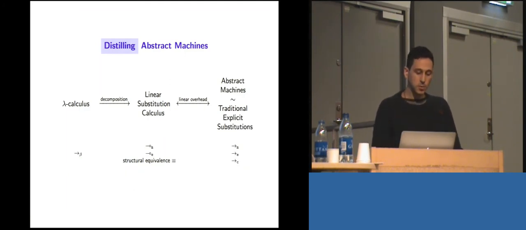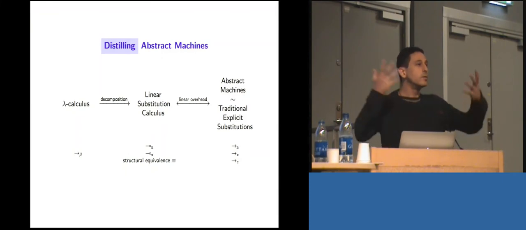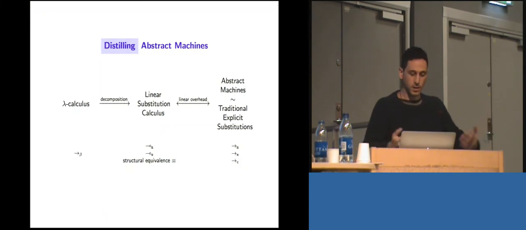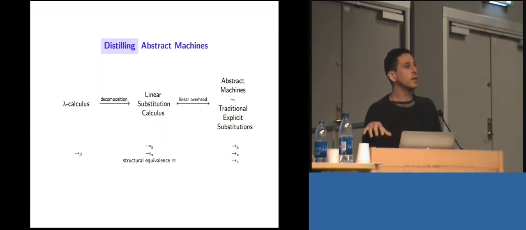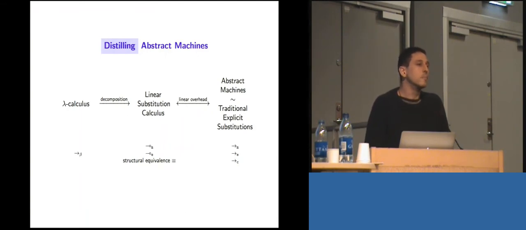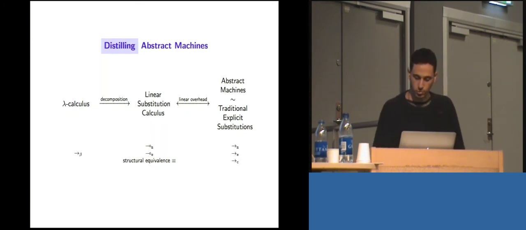And the relationship between the linear substitution calculus and these machines is that computational steps are mapped one-to-one exactly, while the commutative steps, so that C is for commutative steps, evaporate, they are distilled. They disappear into this structural equivalence. And moreover, there is a linear overhead, meaning that the complexity of the machines is preserved in the calculus. If you do some reasoning on the calculus and come up with some complexity bound, since the relationship is linear, this is the bound for the machine too, for the real execution too.